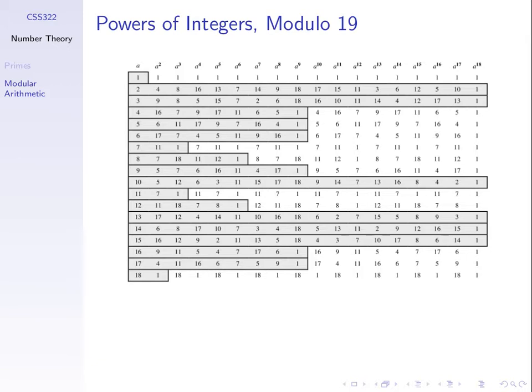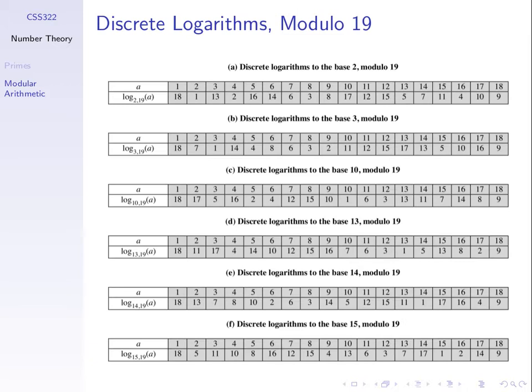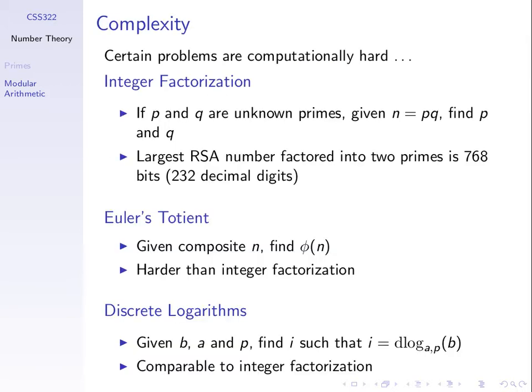Let's just record our notation here. So the different primitive roots of 19: 2, 3, 10, 13, 14, and 15. So that finishes our topic on number theory. We're going to see that being used in the next topics.